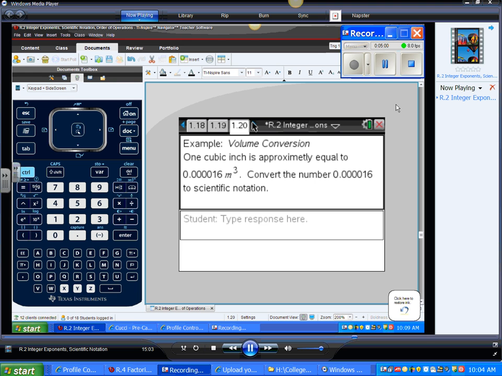Volume conversion. 1 cubic inch is approximately equal to 0.000016 meters cubed. Convert the number to scientific notation. Okay, so first things first, small number.